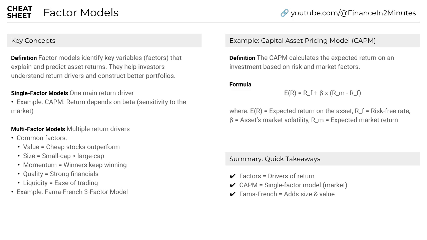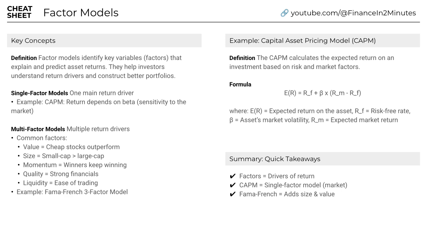Momentum suggests that stocks which have performed well recently are likely to continue rising in the short term. And finally, quality and liquidity measure a company's financial strength and how easily its stock can be traded. One widely used example is the Fama-French three-factor model, which adds value and size to the market factor.